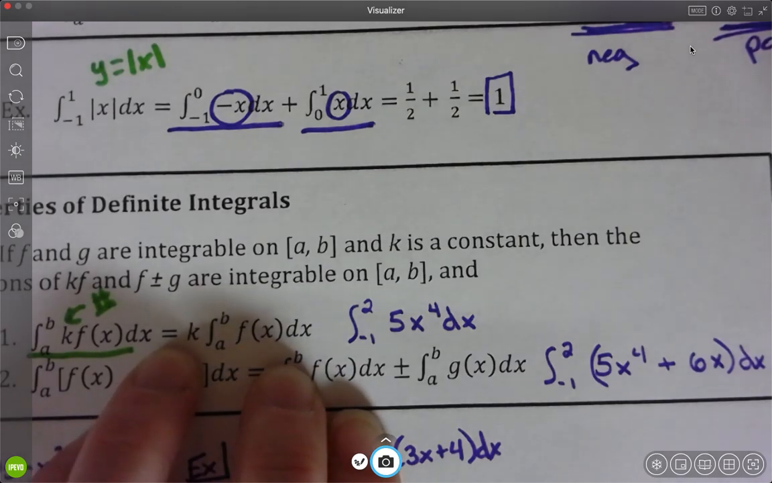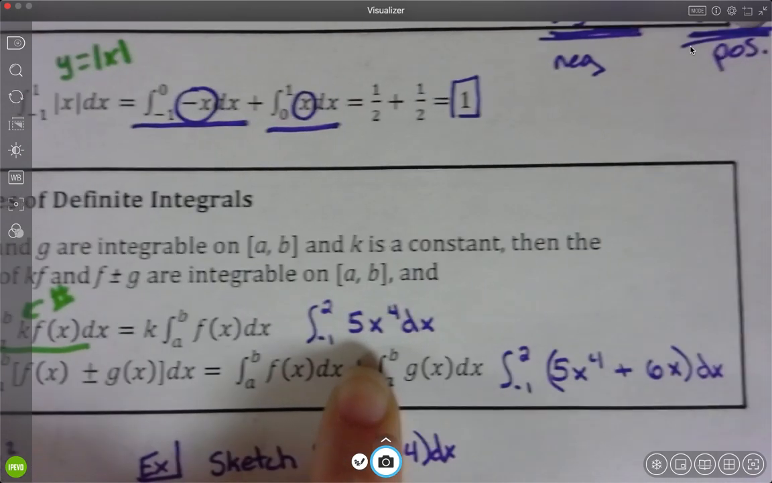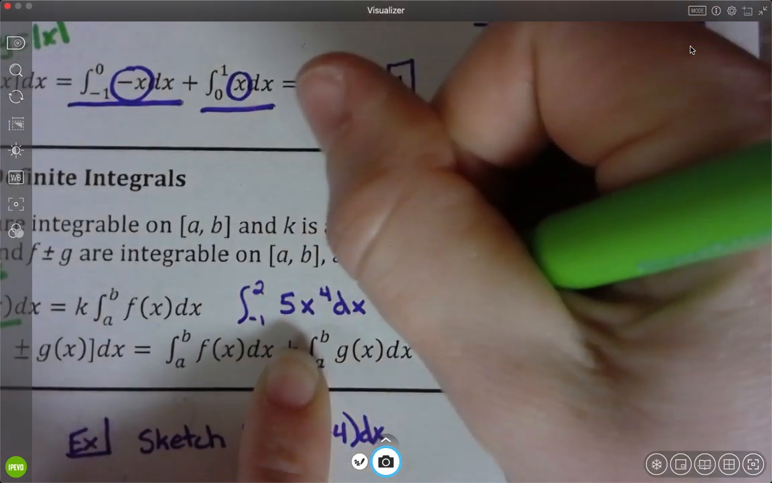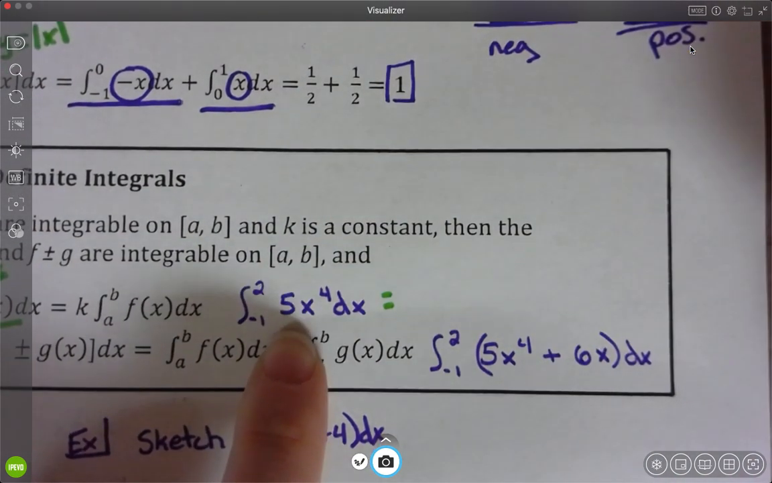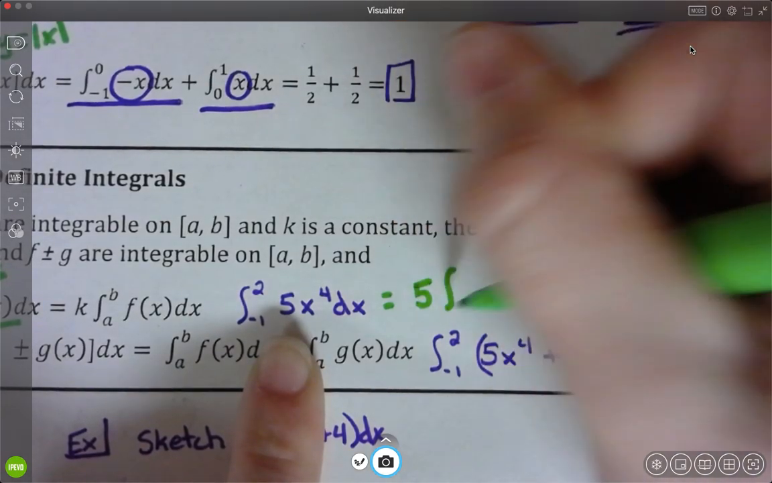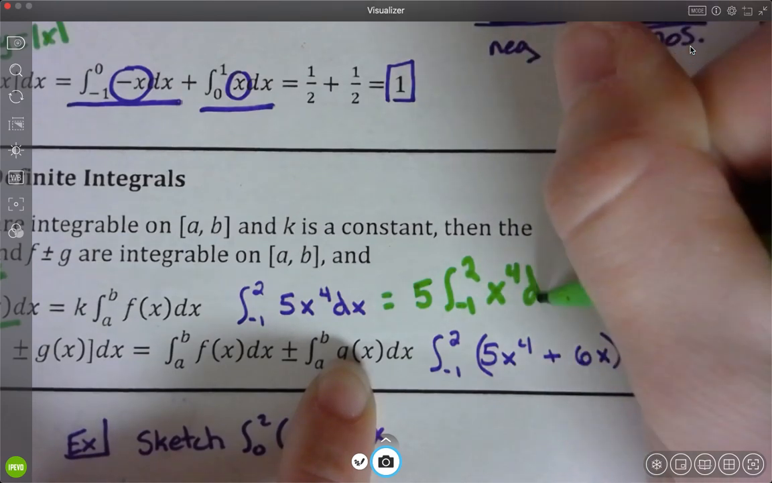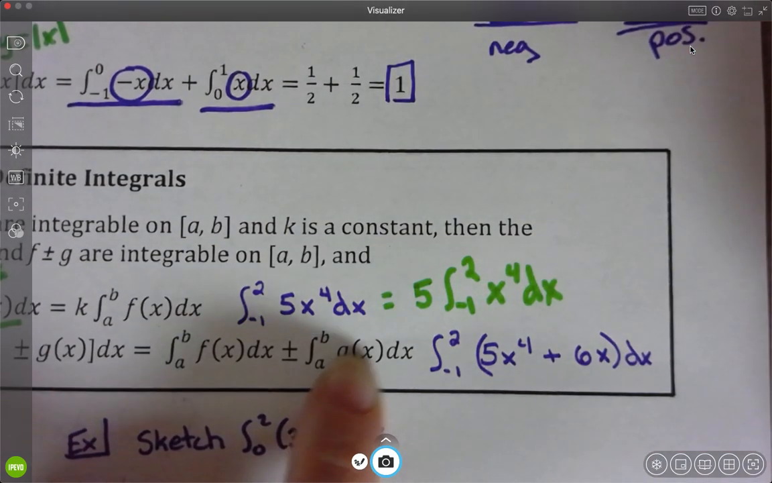So an example of that would be like this one. If I'm evaluating from -1 to 2 of 5x to the 4th power dx, okay? What I can do, to make life easier, is that I don't want to have to deal with that 5 in the front, so I can bring that 5 to the outside, just deal with the x to the 4th power dx, and then my final answer will just be multiplied by 5.